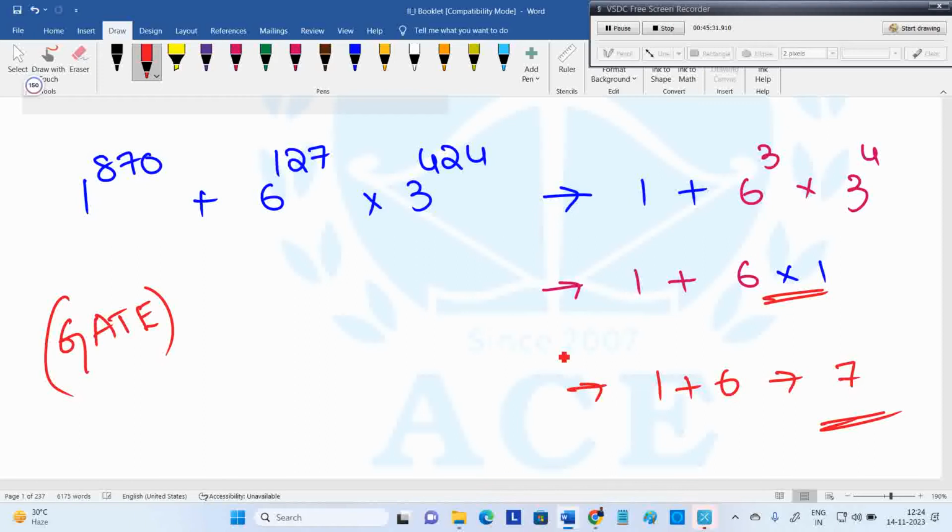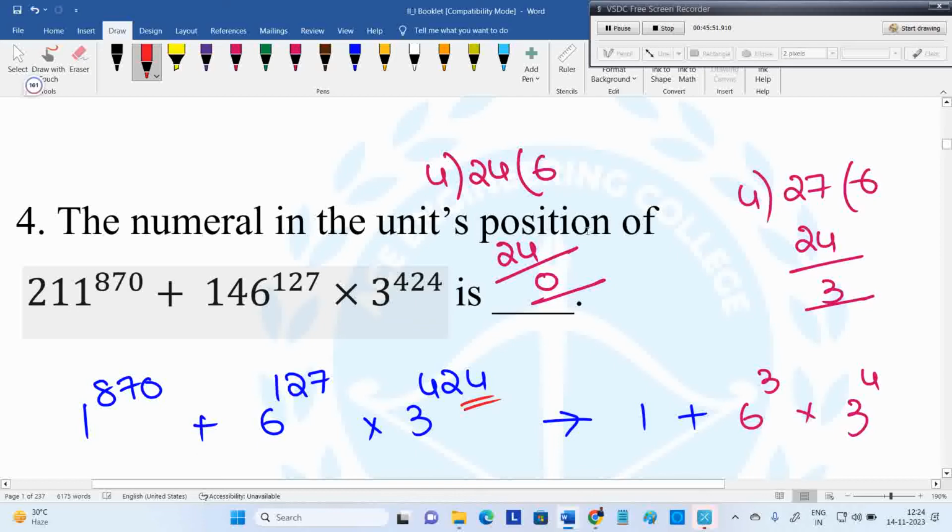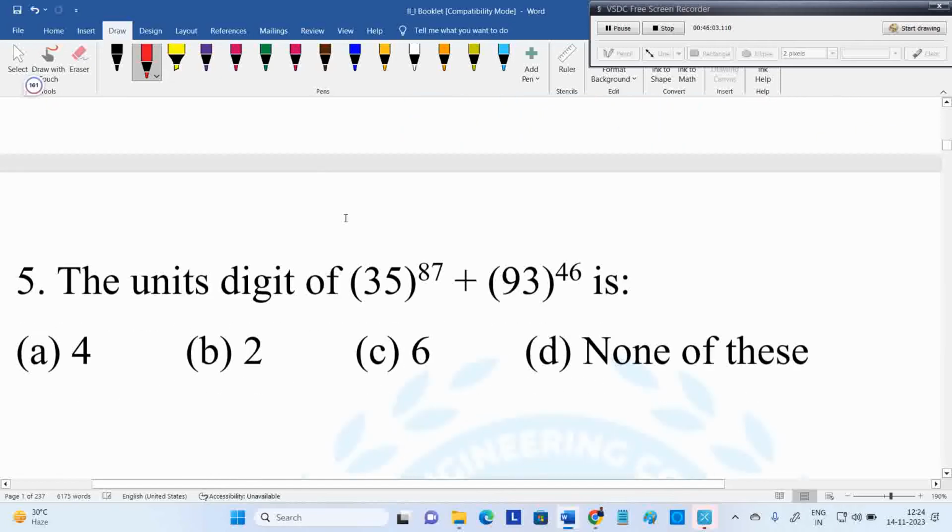Sir, I know 6 power 127 ends with 6 only. Yeah, you can directly write 6. No issue, all up to you. 3 power 424, sir? Yeah, this 24 also you can directly write. 24 is divided by 4, remainder is 0. Whenever remainder is 0, replace with power 4. You just keep in mind that point. When remainder is 0, power should be replaced by 4. That's what you can check here. Okay, simple instructions, simple English, right?